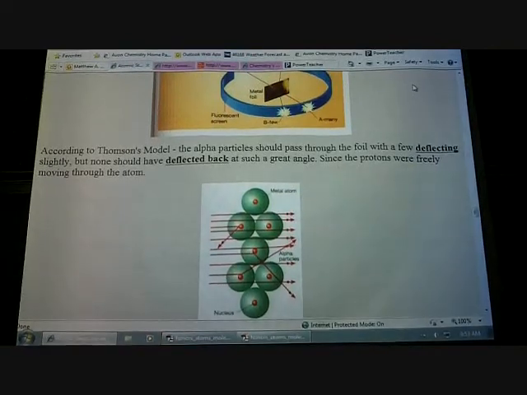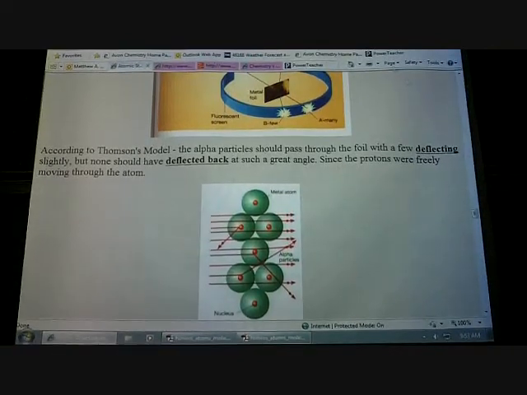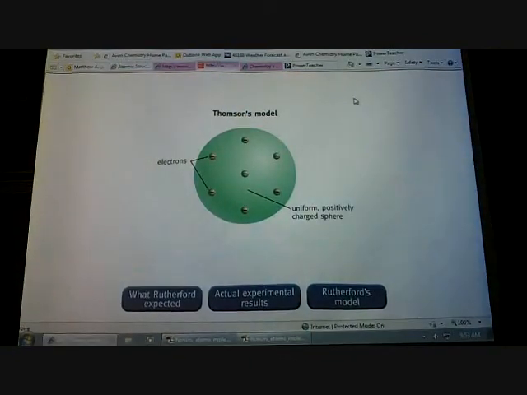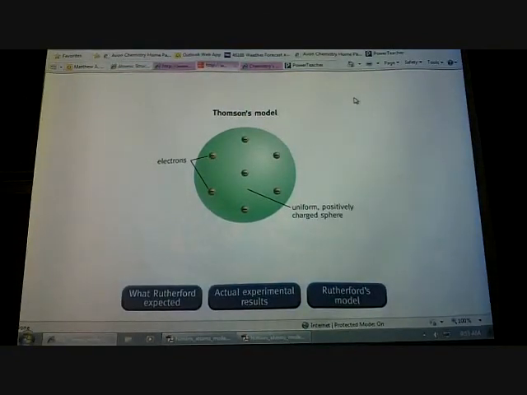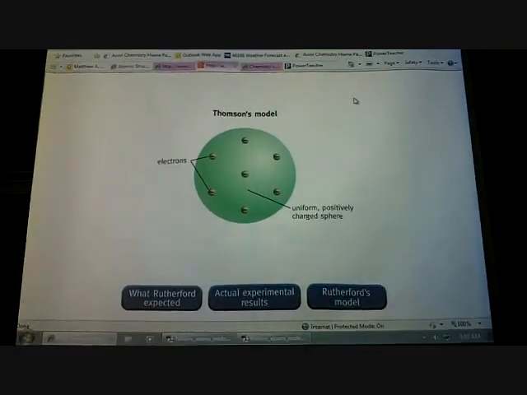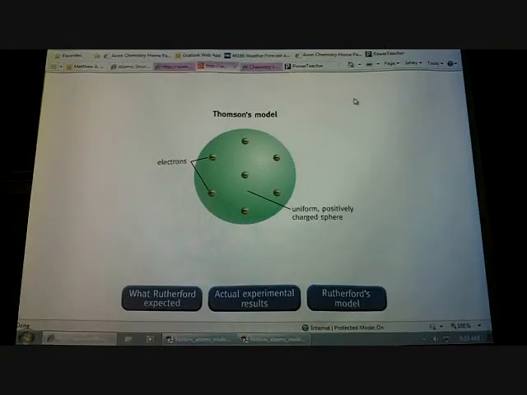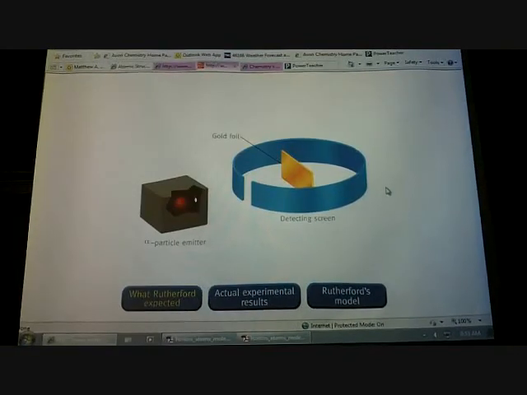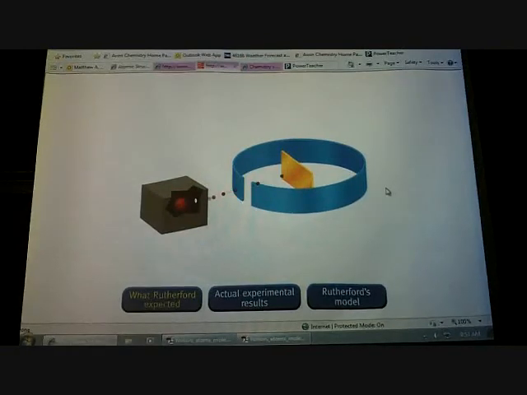Here's a neat little animation. I didn't make it, but it's... What's an alpha particle? An alpha particle is a helium atom with no electrons. So here's what Thomson's model looked like. Really exciting. The plum pudding pie model. Here's what Rutherford, when he was shooting these alpha particles, oops, let's shut that up.